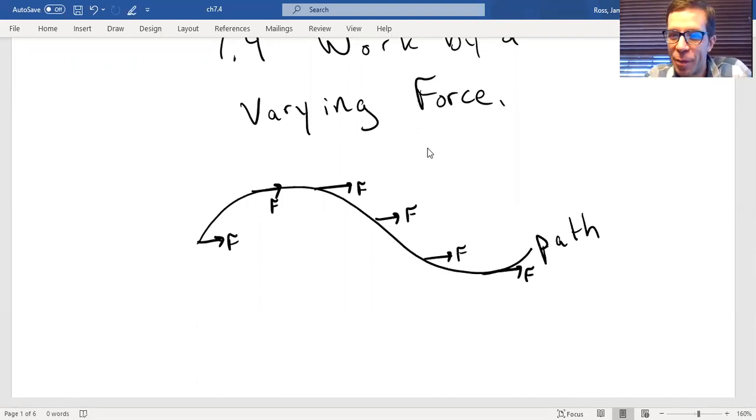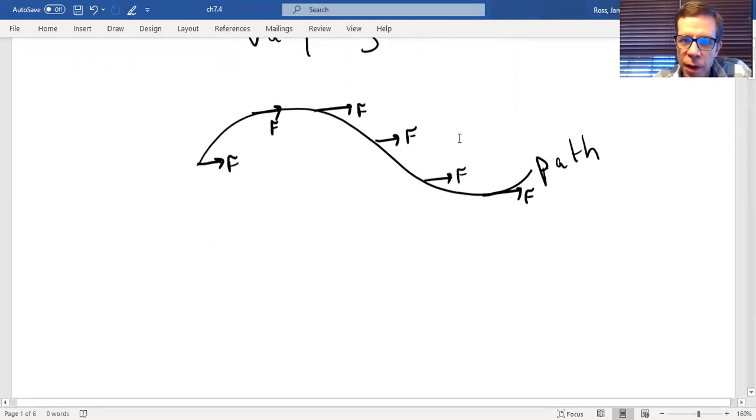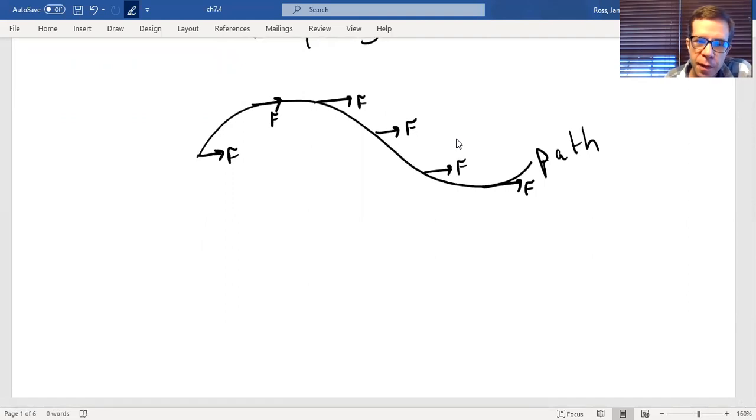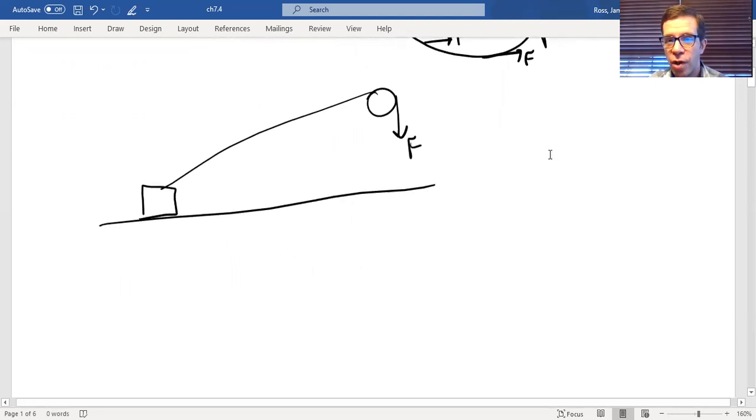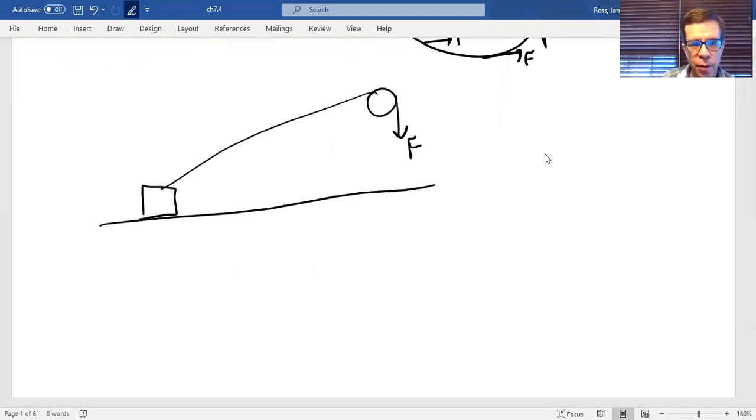Here I've set up a varying path and a constant force, right? But we could have a force that varies too. So let's look at something like that. Let's say that we have a pulley and a box being dragged across the floor over the pulley, right? By pulling down here. So as the box moves across the floor, the angle of the rope is going to change, and we could change the magnitude of the force as well.